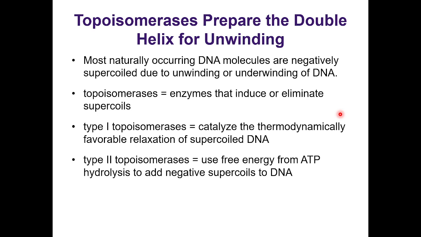The type 2 topoisomerases are going to use free energy from ATP hydrolysis. This is going to add negative supercoils to our DNA. This is more like doing the hose and then physically taking your hand and unwinding that pressure. Okay? You're using energy to counteract it.